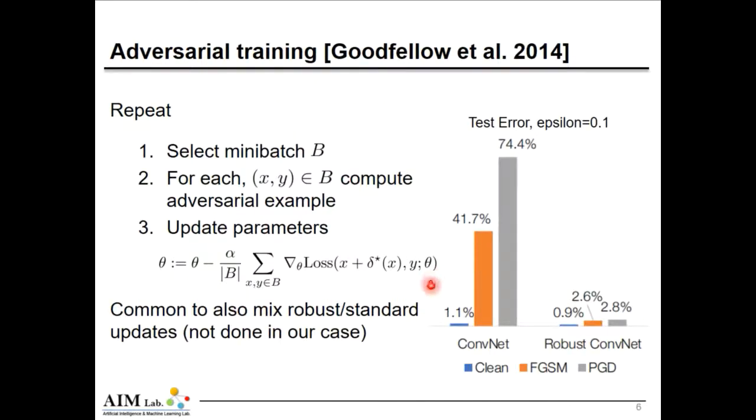So let me start. We will start talking about adversarial training, advocated by Ian Goodfellow. The idea is simple. Instead of training at the actual data point, you train at the worst case perturbation of those data points. First, select a mini-batch B. For each example in B, solve the inner maximization problem. In other words, we find the worst case perturbation. Then update parameters based upon the gradients at those worst case perturbations.